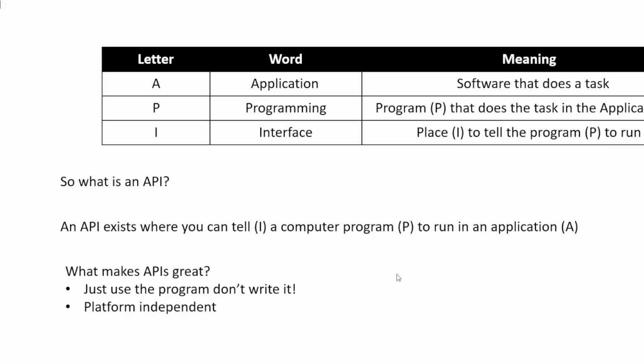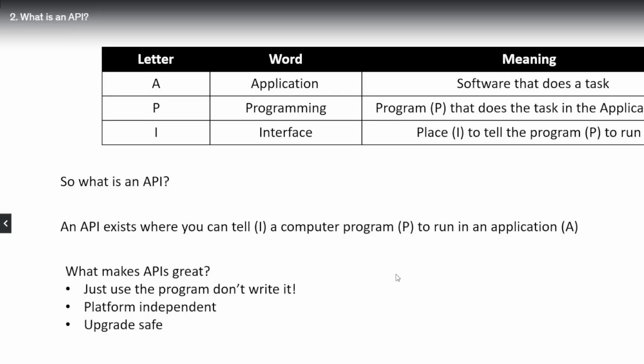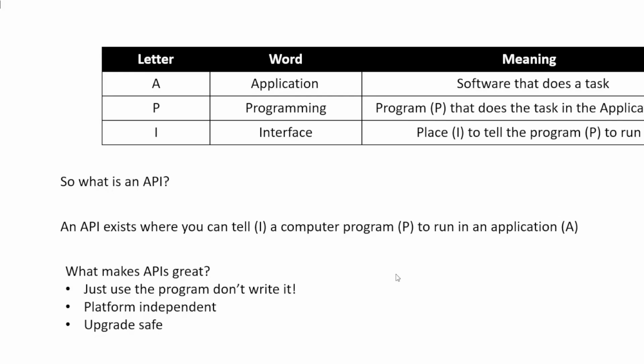And the third thing that makes APIs great is that it's upgrade safe. You don't have to worry about the upgrades because technology is going so fast. This cell phone, say it's new today. In 2 years, it's going to be old, right? That's how fast it's going. They need to upgrade the program. You don't have to worry about that.